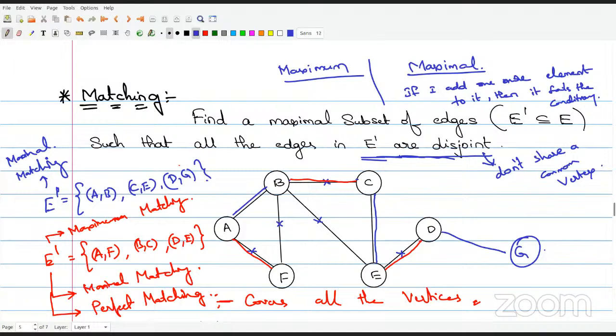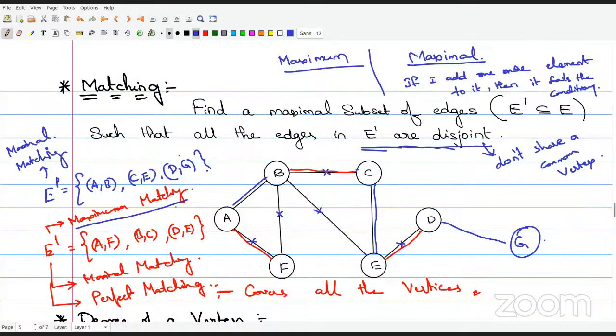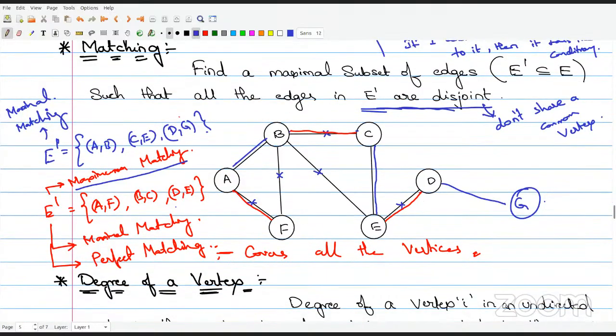So there could be conditions where both can be the same. See, maximum matching is a maximal matching. Okay, now I got it, sir. Maximum matching is a maximal matching, but maximal matchings may not be the maximum matching. It may have fewer edges inside it. There must be some other arrangement where we can get the maximum.